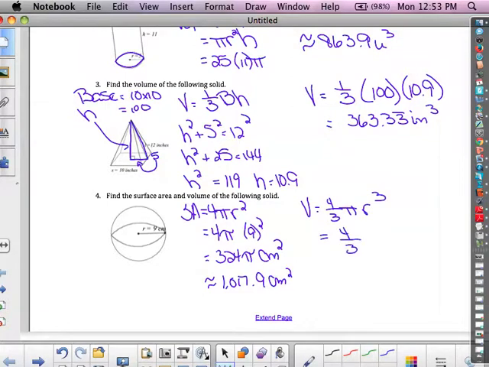Volume is 4/3 pi r cubed. So 4/3 times pi times the radius cubed. You multiply that, you should get 972 pi centimeters cubed. And again, if you want to, you can multiply by pi and you'll get 3,053.6 centimeters cubed.